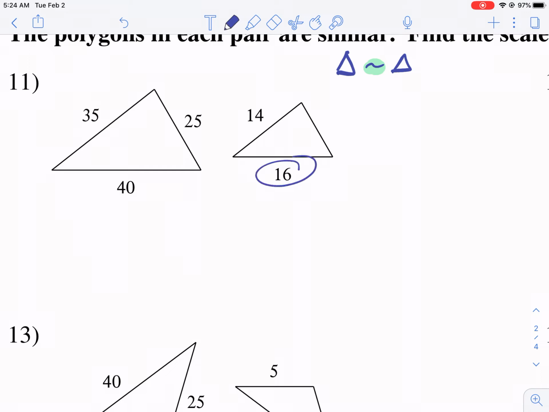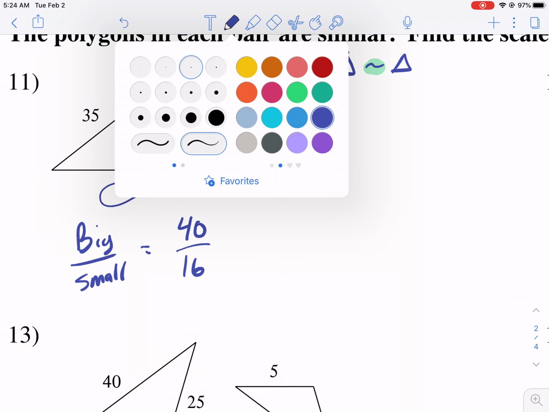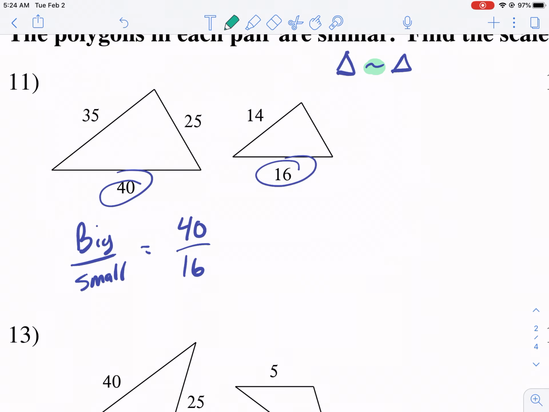Now, we see here that this is the biggest side, so we need to compare these ones. So we do 40 divided by 16. For scale factor, I like doing the big divided by the small. I think that makes it easier. So we can reduce this by dividing by the greatest common factor for both. So we can divide by 8, and we get 5 over 2. Or you can just do 40 divided by 16 on your calculator, and you get 2.5.